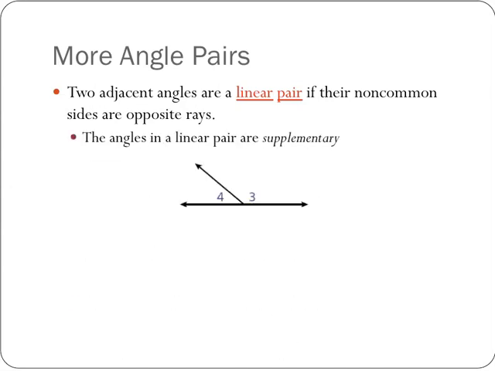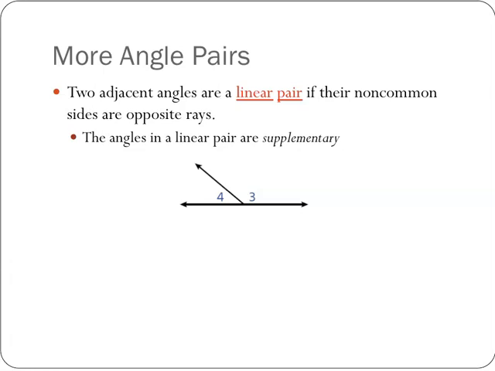So here is a picture, angles 3 and 4. We would say they are a linear pair. Their non-common sides are opposite rays. They form a line, hence the name linear pair. Since they are a linear pair, that means that angle 3 and angle 4 have to add up to 180 degrees, so we can say they are supplementary.